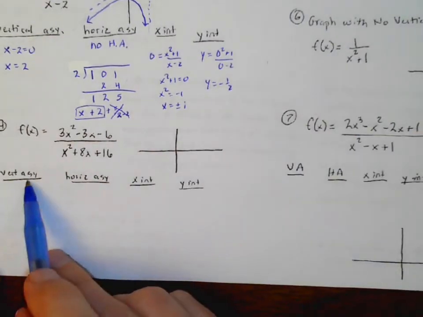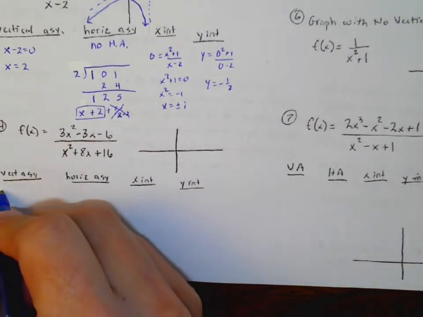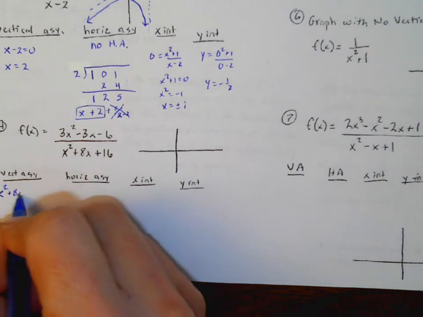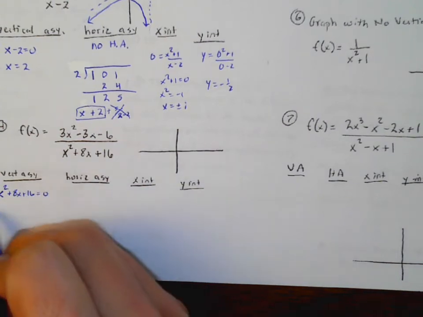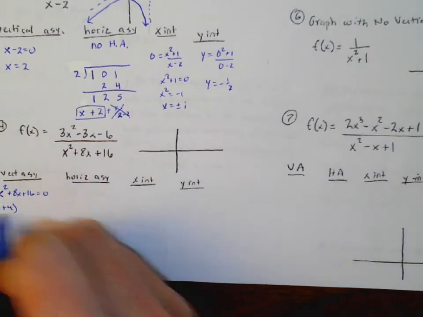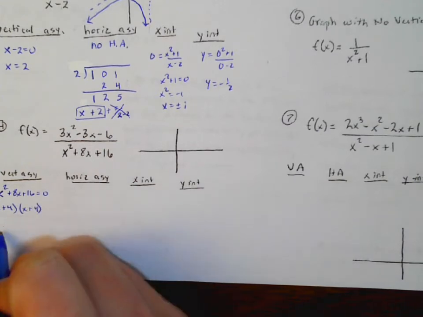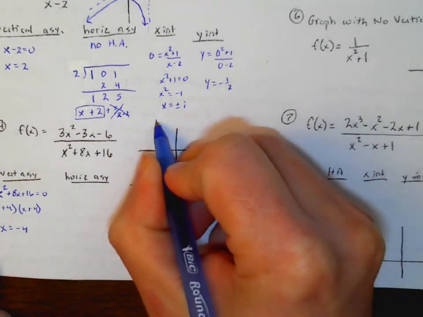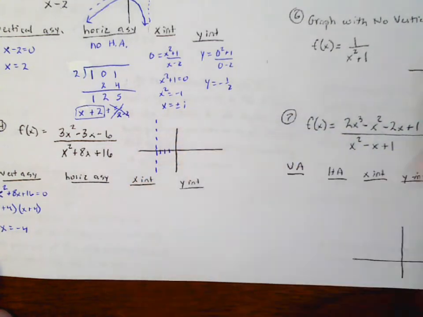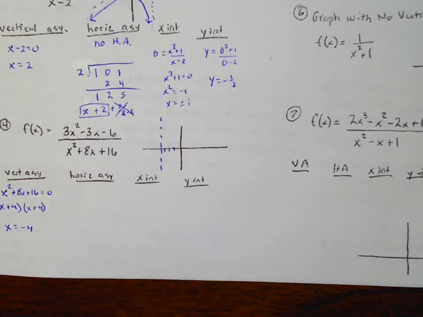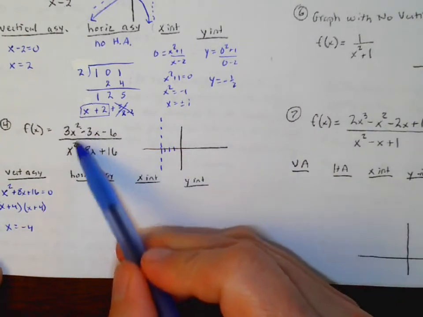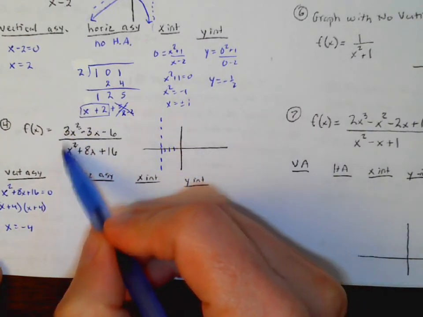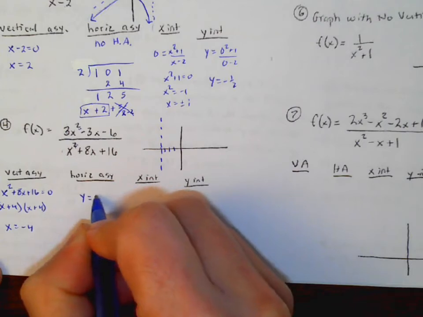Okay, vertical asymptote, set the bottom equal to 0. And that gives me x equals negative 4. So I know that x does not work right there. Okay, for the horizontal asymptote, they're equal. So remember, if they're equal, we take the number in front. So it's at y equals 3 over 1.